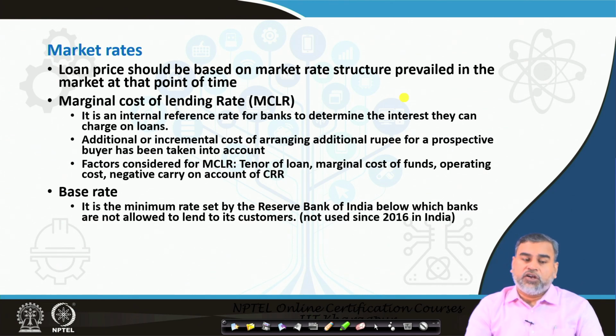The factors considered for MCLR calculation include the tenure of the loan, as just discussed, because long term loans are riskier than short term loans. Then the marginal cost of funds, meaning how much cost we incur whenever we raise that money, the operating cost, servicing cost and other costs, and also the negative carry on account of CRR, the cash reserve ratio that a commercial bank always maintains with the Reserve Bank of India, the central bank.